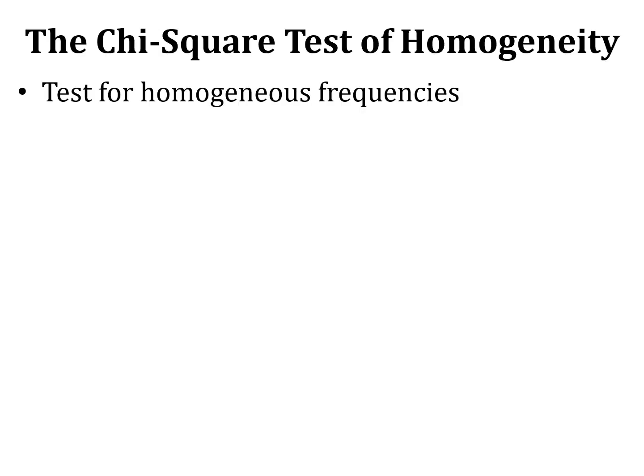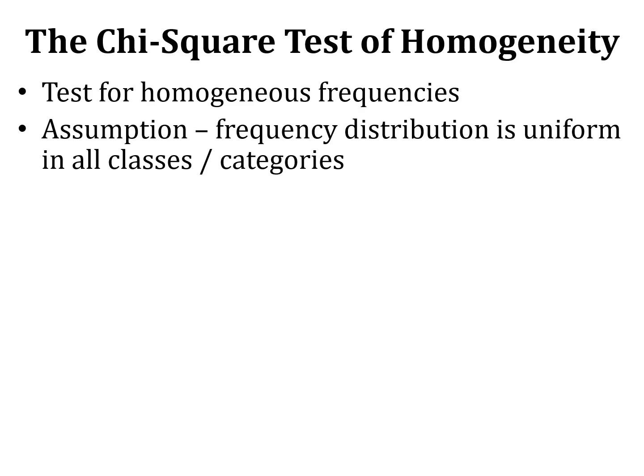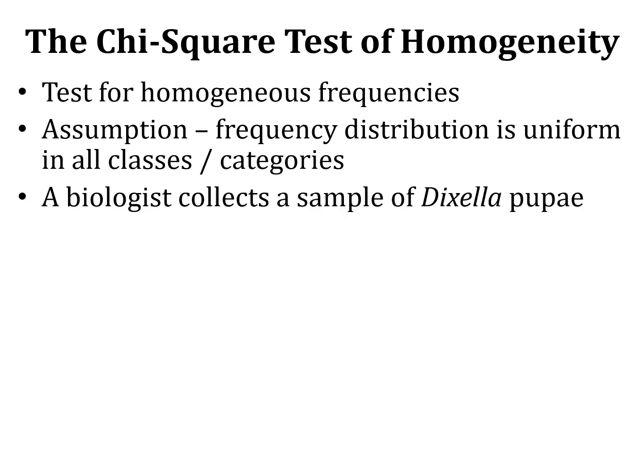Now, starting from the chi-square test of homogeneity, this is the simplest type of chi-square test, and it is the test for homogeneous frequencies. In this test, the assumption is that the frequency distribution is uniform in all classes or categories. The frequency distribution of your variable should be homogeneous, with no significant difference among different categories or classes. This is the basic assumption of the chi-square test of homogeneity.